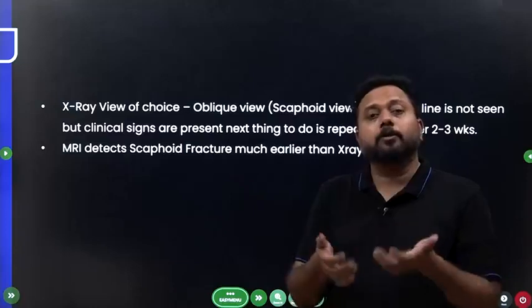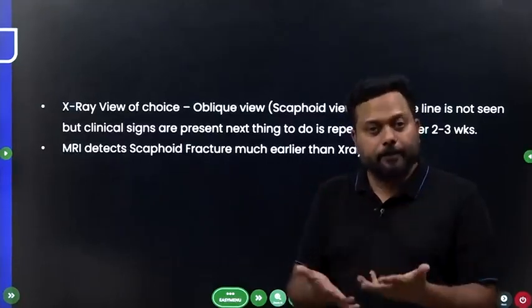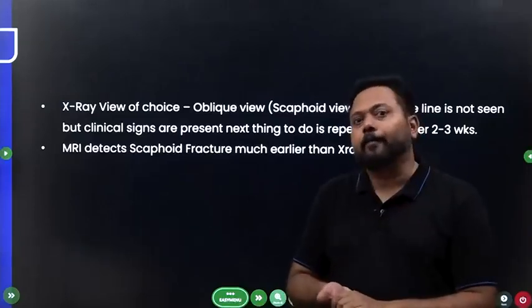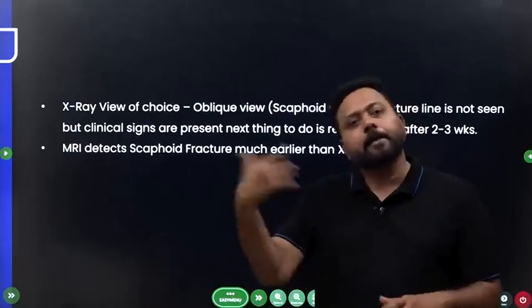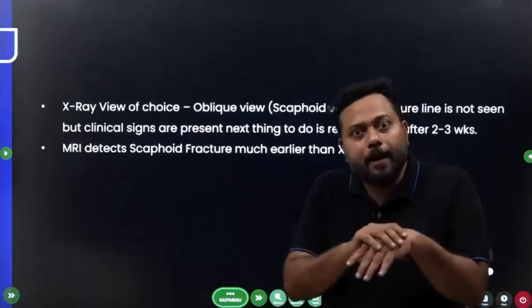The X-ray is not conclusive. The X-ray is not convincing. What will you do next? This is the question. Treat it like a scaphoid fracture. Give him a scaphoid cast.